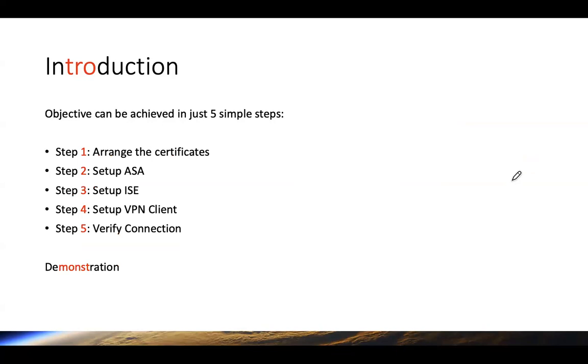Well, we'll be achieving this objective in just five simple steps. Step number 1 is to arrange the certificates, then set up ASA, set up ISE, set up the VPN client, and verify the connection. I will be giving you a quick demonstration as well to show you how this really works in our lab environment.